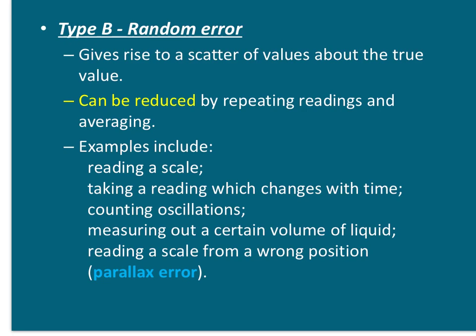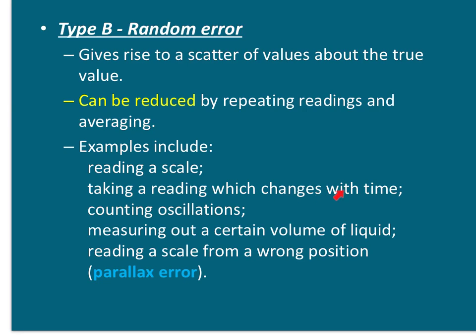Type B, called the random error, as opposed to systematic error, gives rise to a scatter of values about the true value. It can be reduced by repeating readings and averaging results. Examples include reading a scale on the ruler or the thermometer, etc. Second, taking a reading which changes with time.